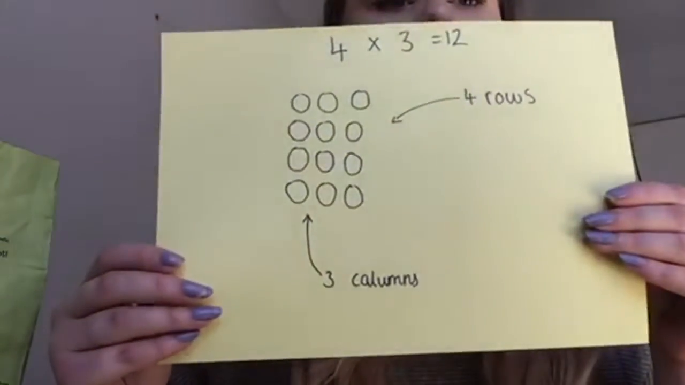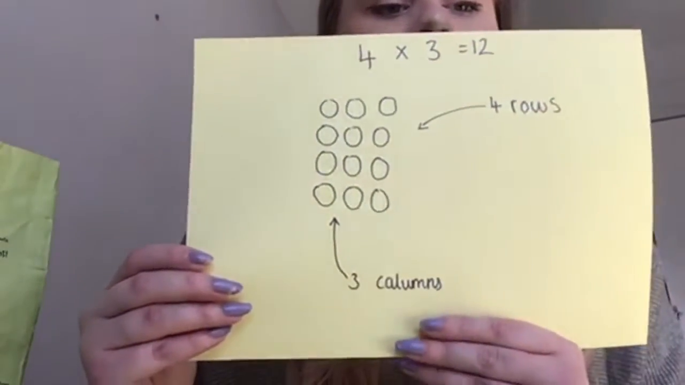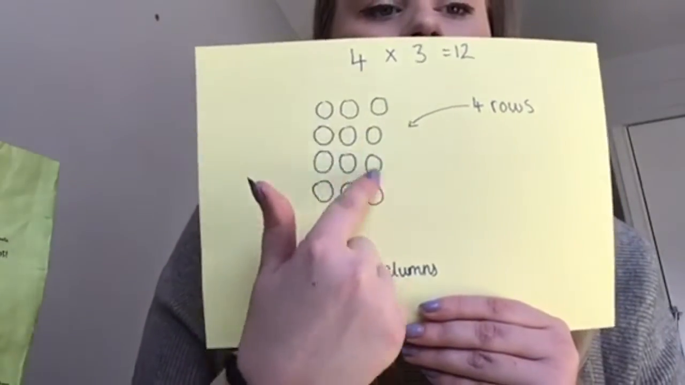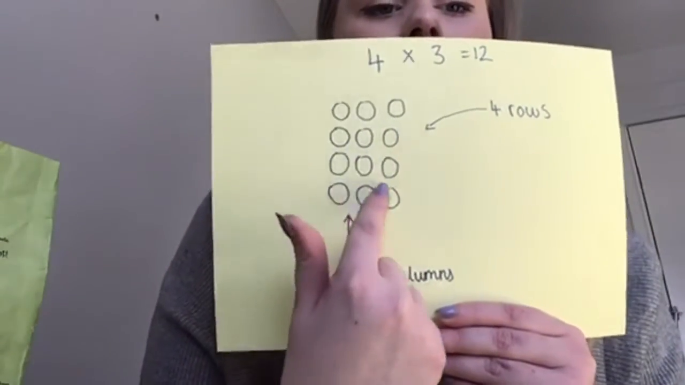The next method that we're going to teach the children is an array. Now, array is the use of rows and columns to times table. So if we look at 4 times 3 again, we have 3 columns and 4 rows.